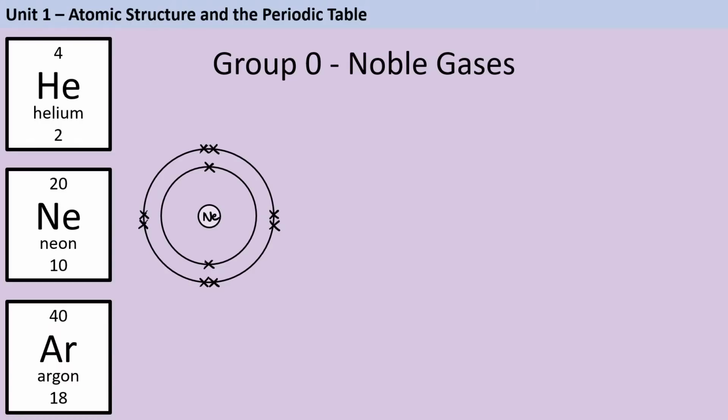Because these elements already have a full outer shell, they don't need to undergo chemical reactions, and so the noble gases don't usually form compounds. That makes them really useful for situations where you're trying to stop a chemical reaction from happening. For instance, if you have a light bulb and the metal filament gets really hot, then if it was just full of air, the metal would react with oxygen and the filament would break. But if you fill that light bulb with argon or helium instead, then the noble gas won't react with the metal filament, the bit that's actually glowing, and so the light bulb will last a lot longer.